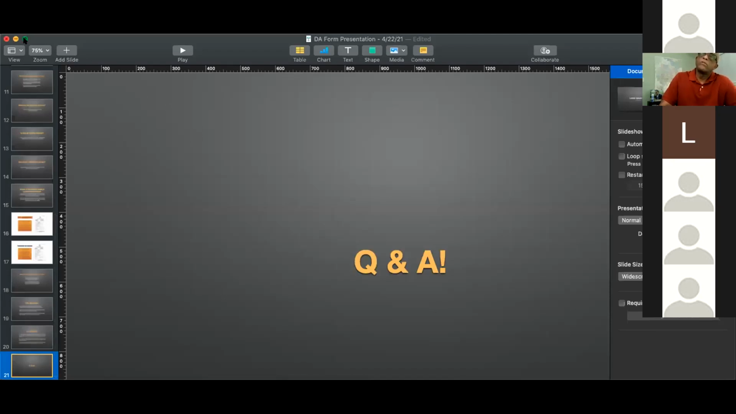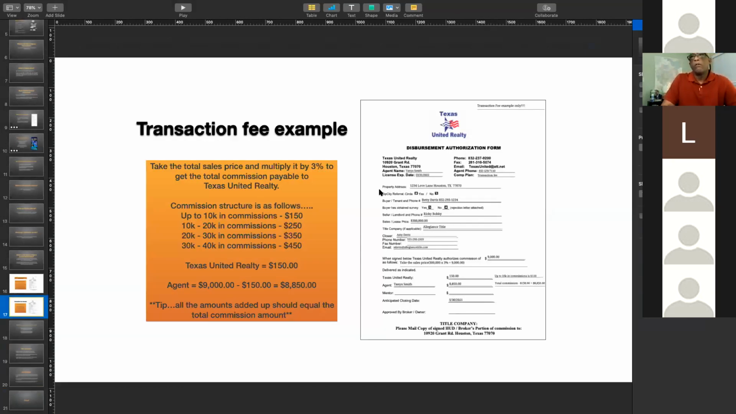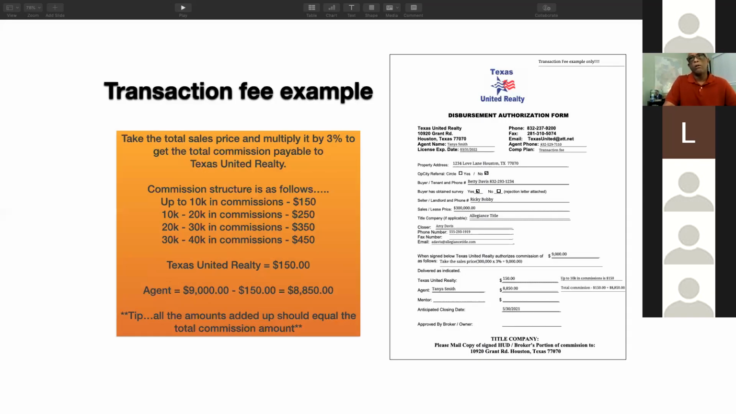Transaction fee? Well, the 3% is actually to calculate the commission. So you want to take the total sales price, multiply it by 3% to get the total commission amount. So in this case, the total commission amount is $9,000. So anything up to 10K in commissions is $150. So as you can see, Texas United Realty is only collecting $150 on this transaction. So to answer your question, yes, it's just the transaction fee if you're on the transaction fee. Okay, thank you. No problem.